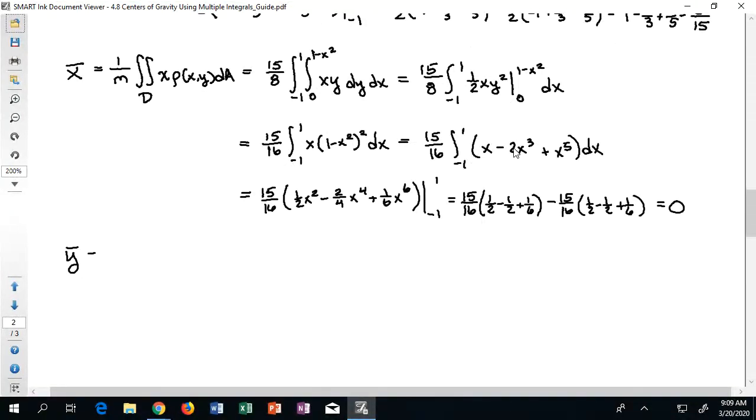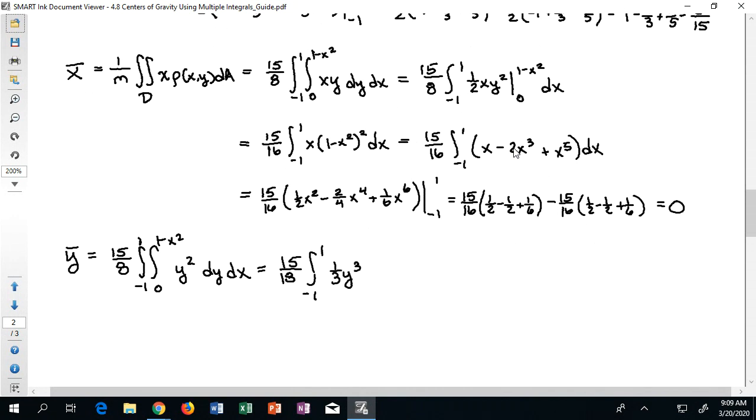To find my y bar, I'm going to set up the exact same sort of thing. The only difference now is instead of having an x times my mass, I'm going to have a y times my mass. And so I'll have a y squared in there. So when I crunch that, 15/18, 1/3 y cubed, 0 to 1 minus x squared. This is a little bit annoying for when I do my evaluation. Oops, sorry, that should be 15/8.